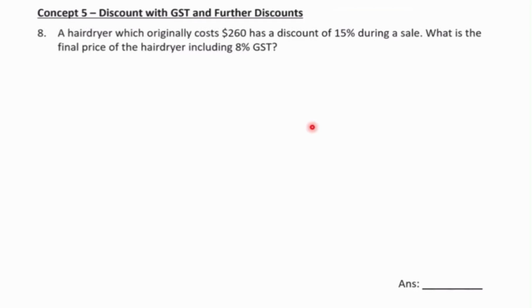Okay, so for question eight, a hairdryer which originally cost $260 has a discount of 15% during a sale. What is the final price of the hairdryer including 8% GST?